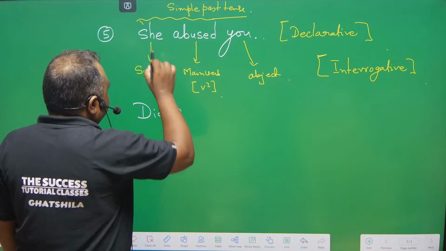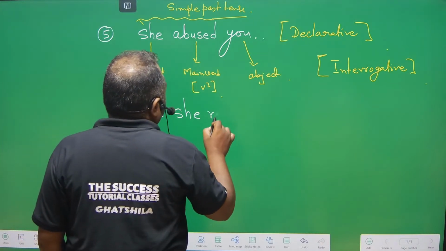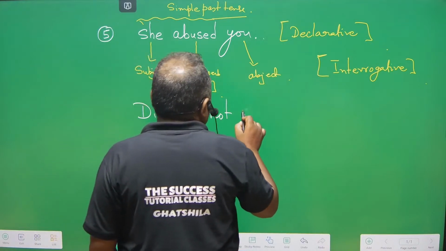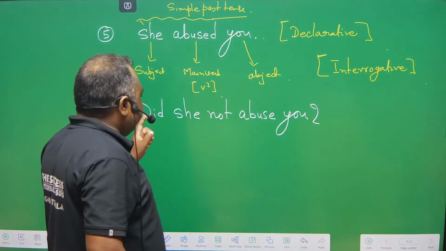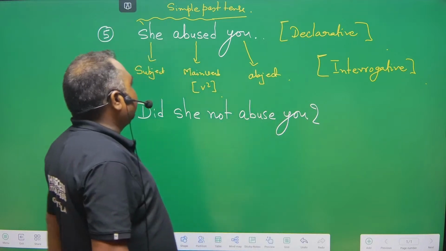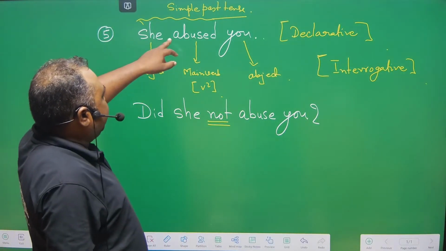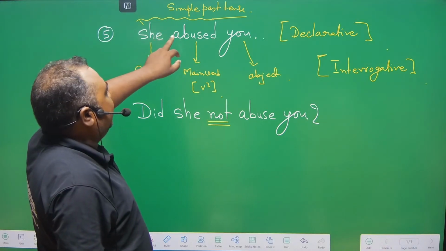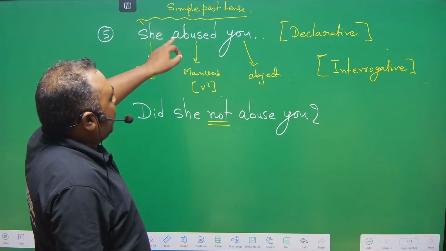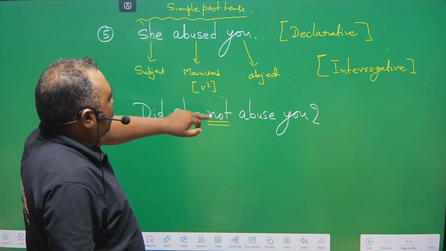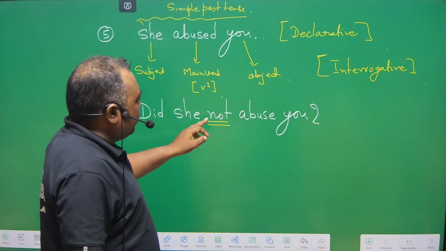Did, then you have to add this subject. Did she not abuse you? Question mark. So here, why have we inserted not? Because in the declarative sentence, there is no negative word. Since there is no negative word in the declarative sentence, that's why while converting it into an interrogative sentence, we have used this negative word. Did she not abuse you?